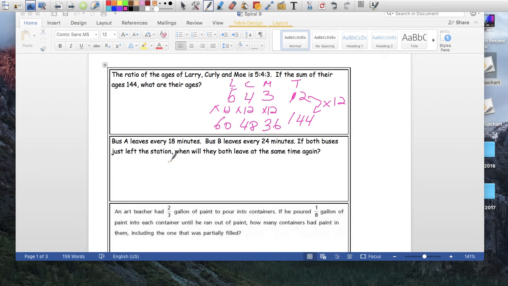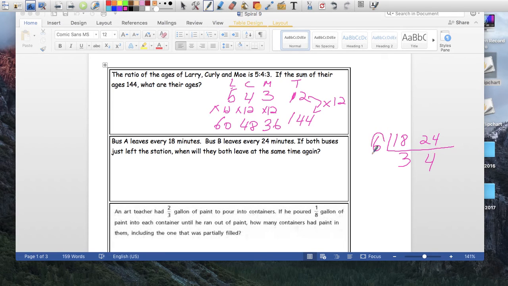Bus A leaves every 18 minutes. Bus B leaves every 24. If both buses just left the station, when will they both leave at the same time again? So this is definitely an LCM problem. So let's put 18 and 24. It's something that's happening over and over again, but they meet at some time in the future. Let's pick 4. No, 4 is not going to work. 6. 6 goes into 18 3 times. 6 goes into 24 4 times.